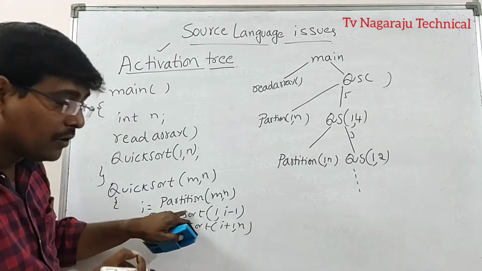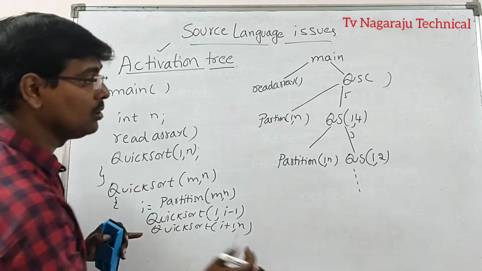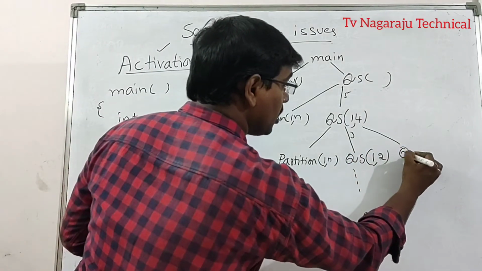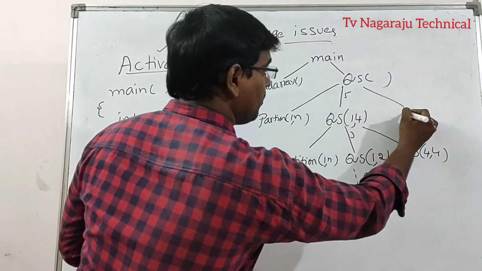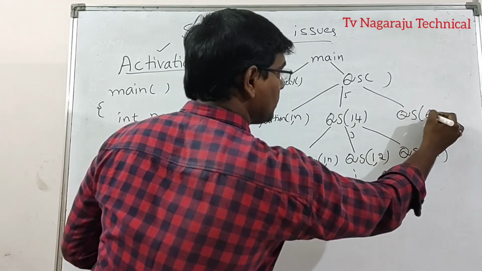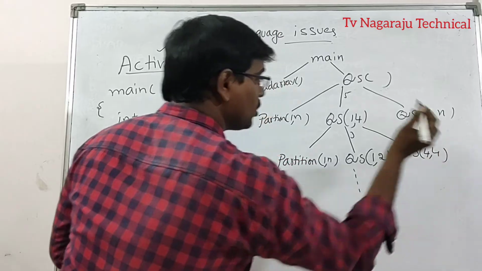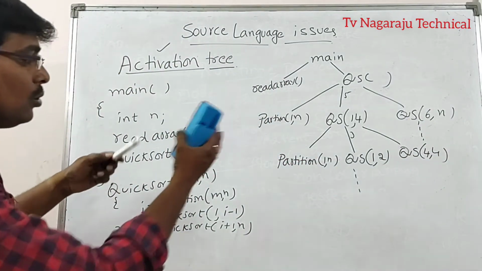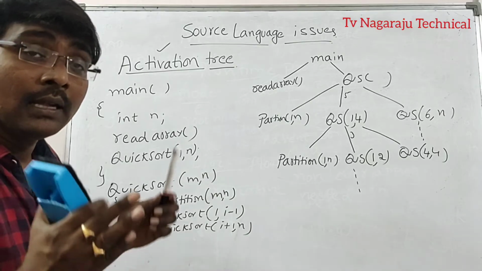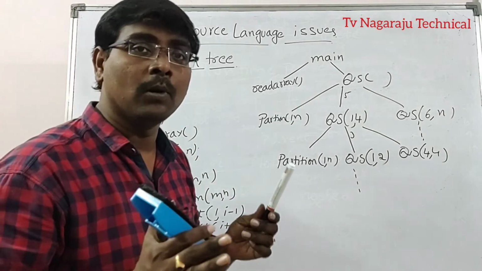At one stage, if it is completed, we are moving to this one. Like this, quicksort of some 4 comma 4. For example, here quicksort of some 6 comma n and so on. Now you understand? So I think you know how to draw a tree recursively. Sir, I have confusion. No problem.